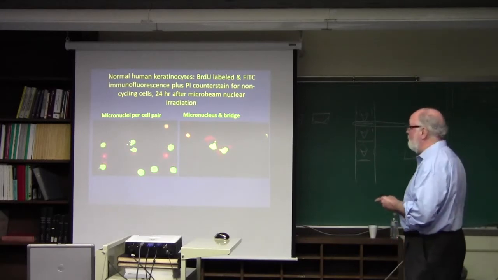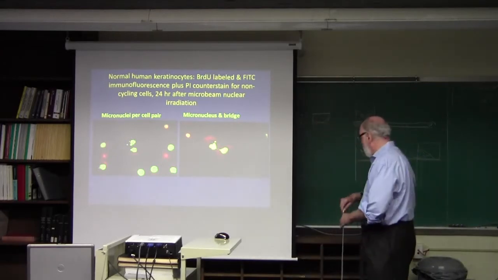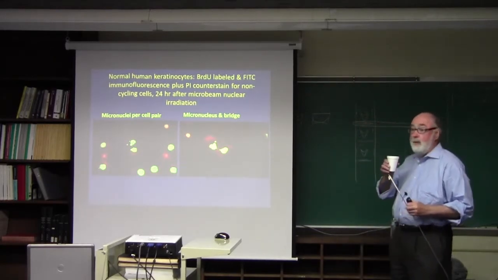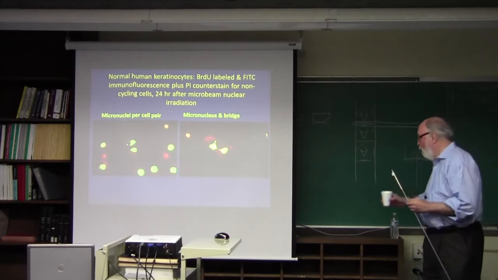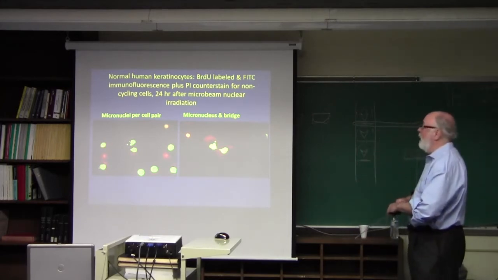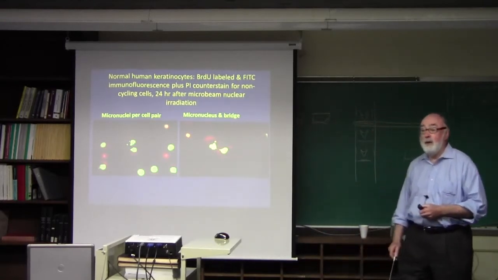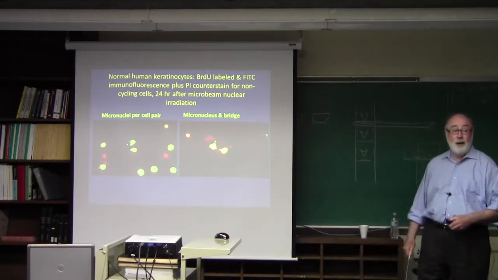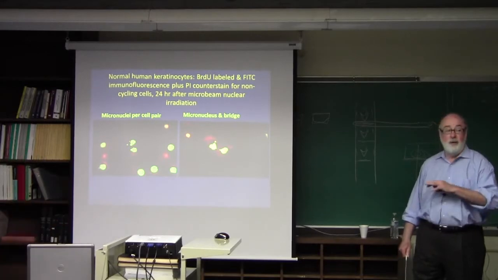Now, what do we mean by micronuclei? We're now going to get into how you see them and how you score them. Another cell type, these are keratinocytes, normal human keratinocytes. Where are keratinocytes? They're the cells in the skin. They're responsible for making keratin. And this morning when you had a shower, what you were washing off were the degraded skin cells, which essentially are just sheets of keratin.